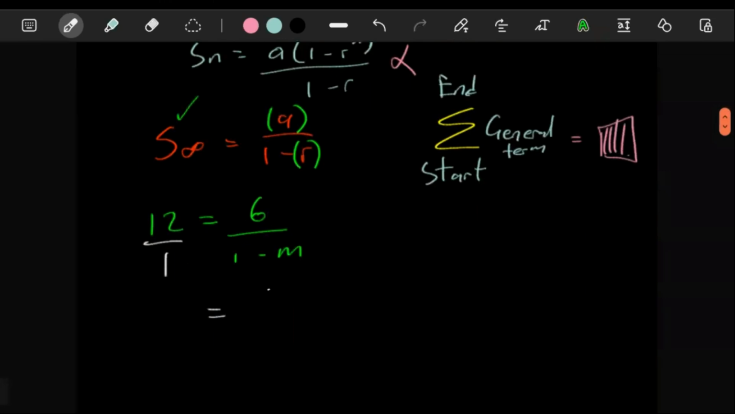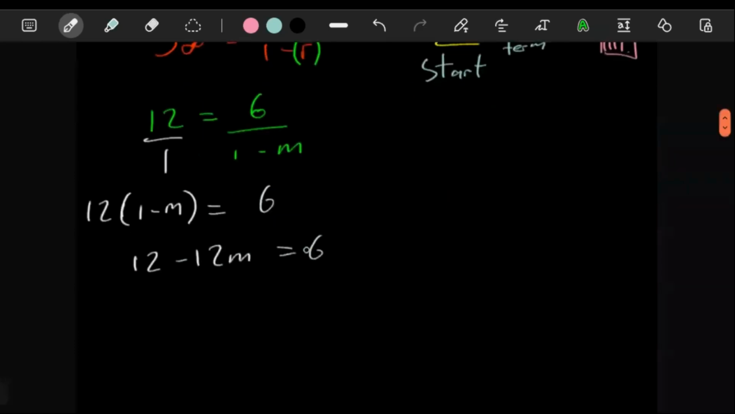1 times the 6 gives us a 6. 12 times this, we can just be careful and make sure we put that in brackets. And then we can multiply inside the brackets, like 12 times 1 is a 12. 12 times negative m is negative 12m. And then here we need to solve for m, right? So we can take the 12 to the other side so that it's a positive. And then here 12 minus 6 is a 6. 12m like that. Divide both sides by 12.